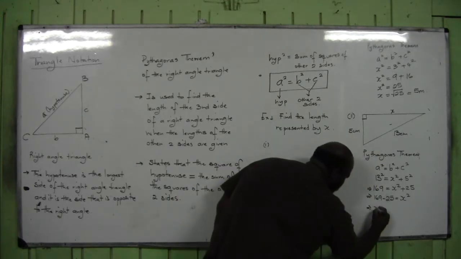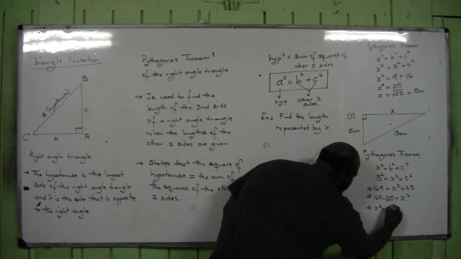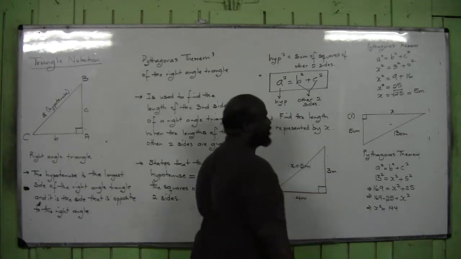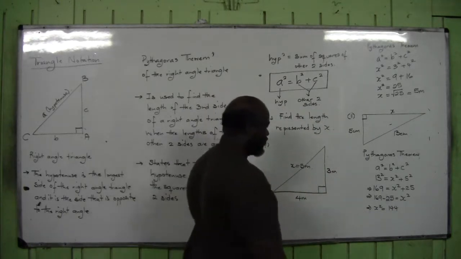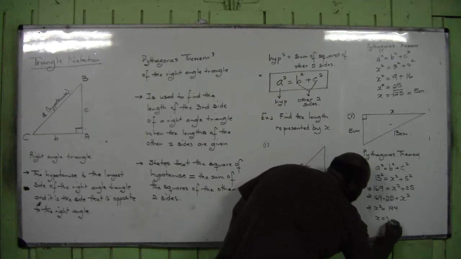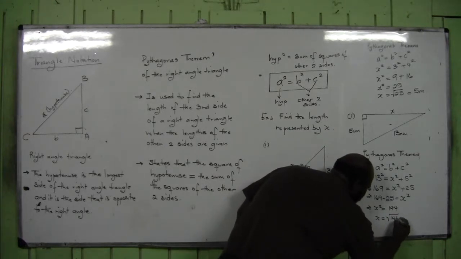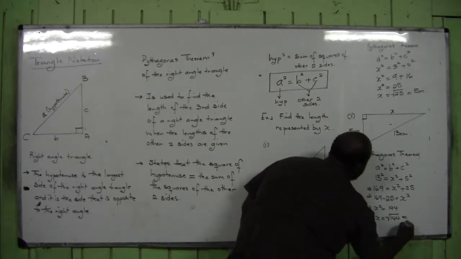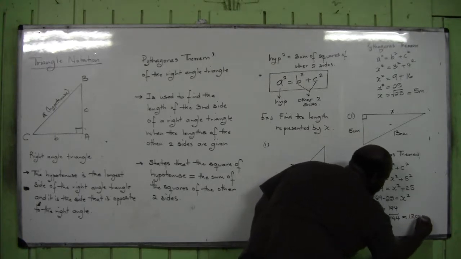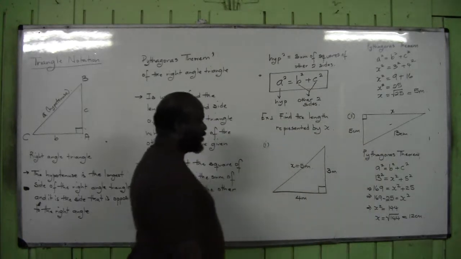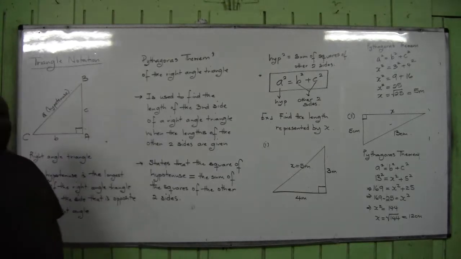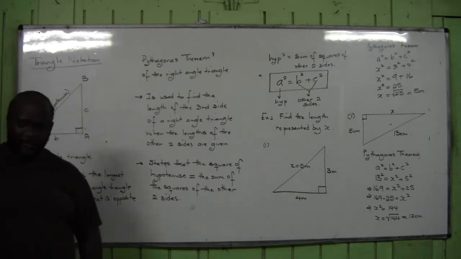Therefore, x squared is equal to 144. The opposite of square is square root. X is the square root of 144, which is 12 centimeters. Ladies and gentlemen, Pythagoras Theorem is used to find the length of the third side of a right angle triangle when the lengths of the other two sides are given. Alright, please write this down.